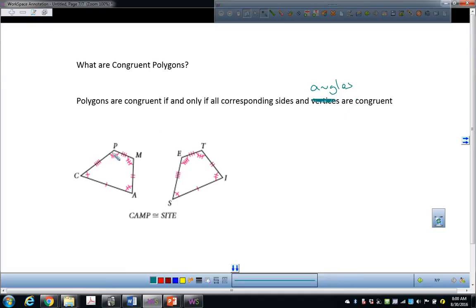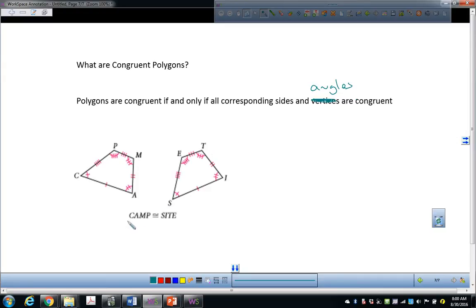So P lines up with T. You see that? And this side in between P and M goes with this side between E and T. So P goes with E, T goes with M, and side PM goes with side ET.